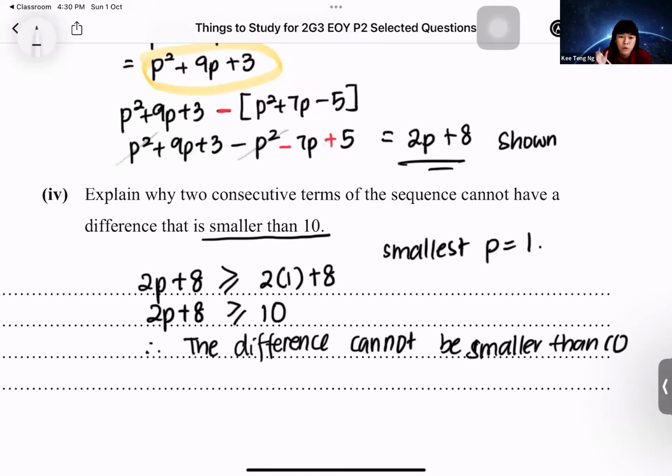Okay, so for the difference in general, a lot of students will just give me 2 times 1 plus 8 equals to 10. That's not good enough, right? You have to tell them for the smallest p, then the difference is greater than or equal to that number. So you need to have an inequality down here. Or you can write in words also.